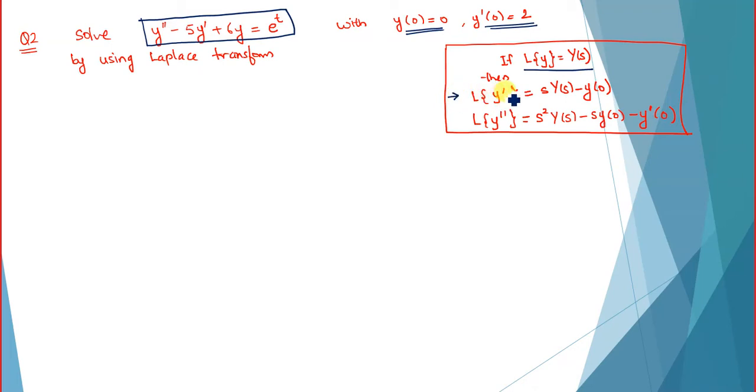dash, that is first derivative of y, is given by sY of s minus y of 0, and second derivative for y is given by this formula. And here, as it involves second derivative and first derivative, we have to use both the rules. So let's start solving. Again, the first step remains same, applying the Laplace transform on both sides.